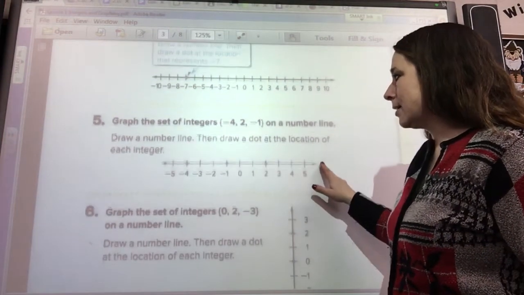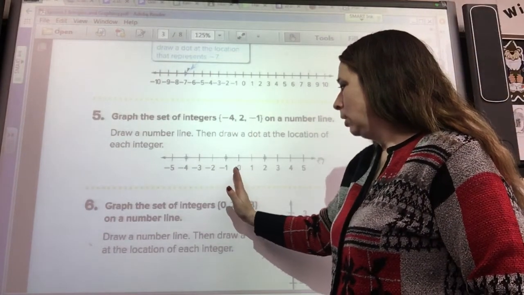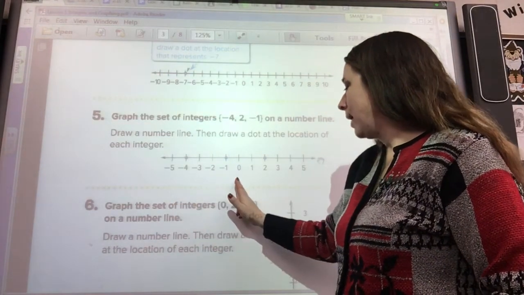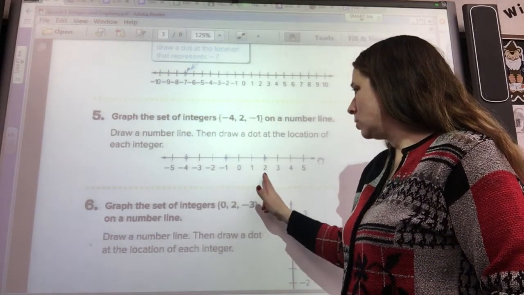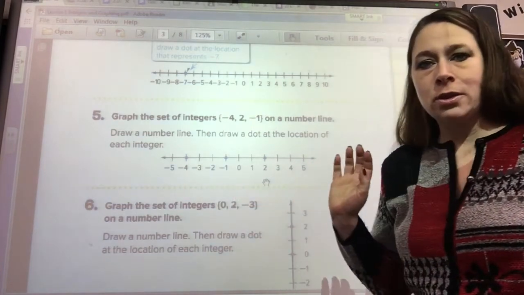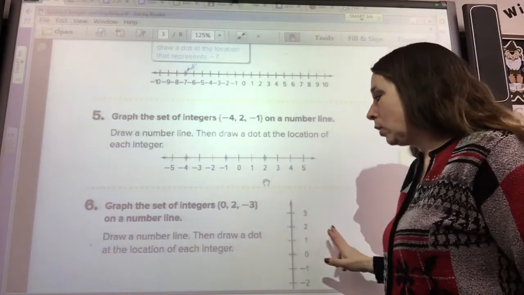Okay, then it asks us to graph the set of integers. We got a negative 4, so start at 0 and go to the left 4 places, negative 4. We've got a positive 2, so that goes to the right 2. And negative 1 goes to the left 1. Negatives are always to the left of 0, positives to the right of 0. Okay, same thing if you go up and down.